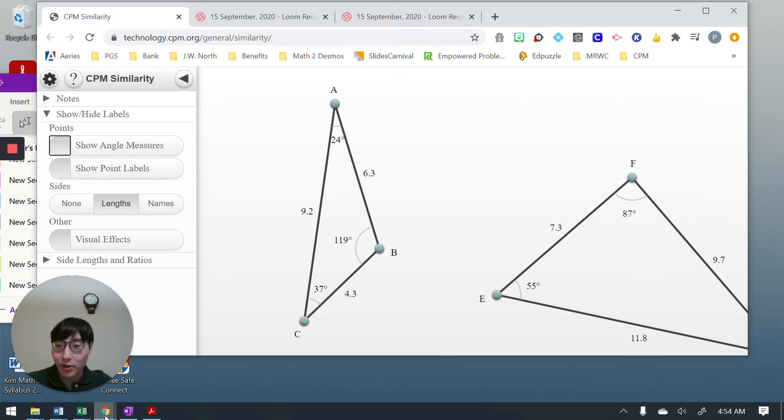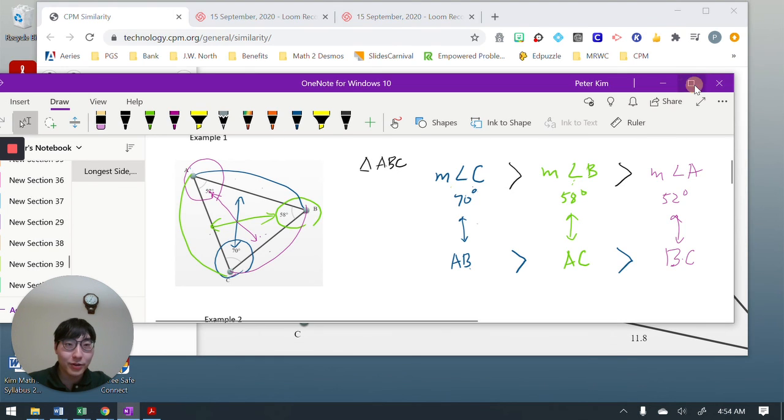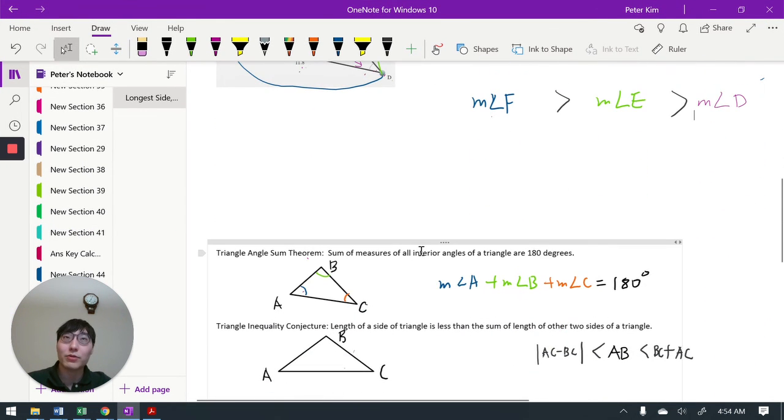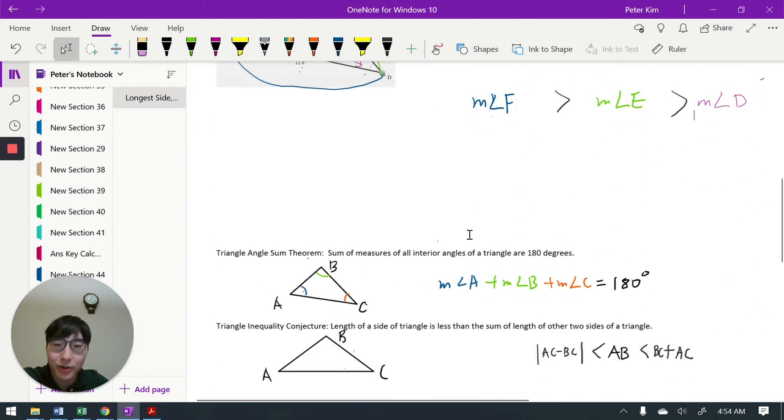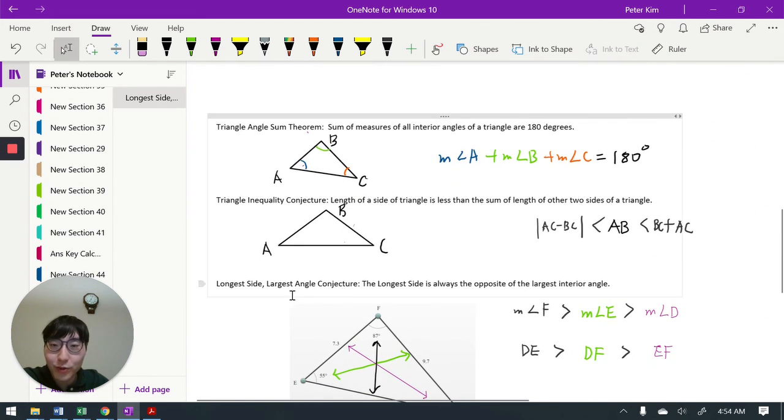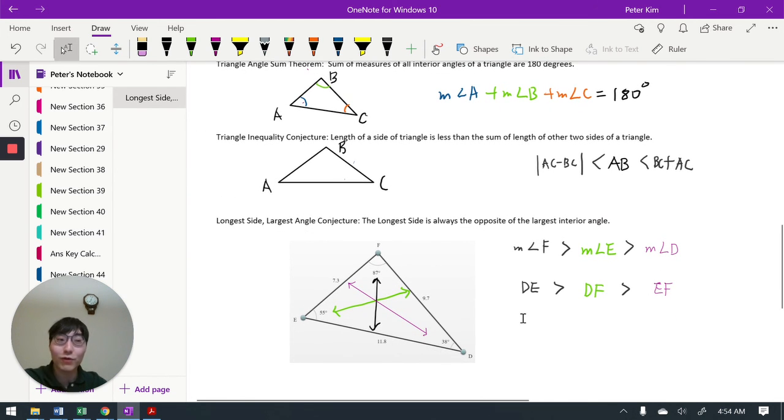So that concludes this lesson here. The question will be given to you to answer regarding the longest side, largest angle conjecture. Okay. And make sure you do review all these three theorems or conjectures together, because it's useful when you're dealing with sides and angles of a triangle.